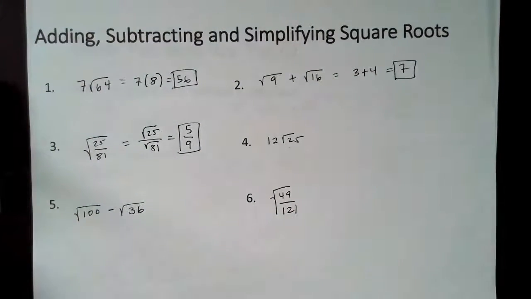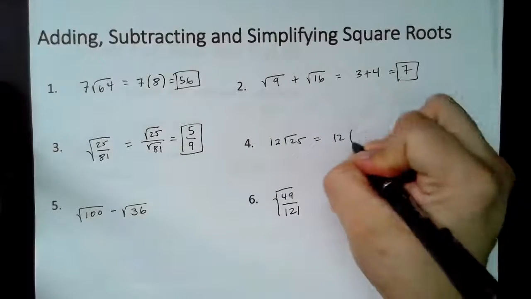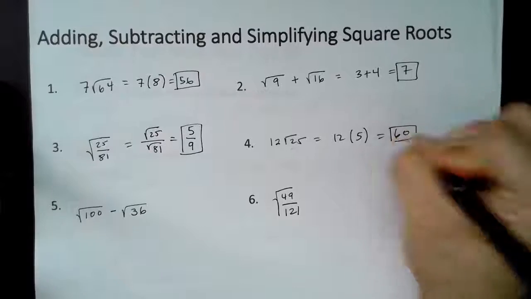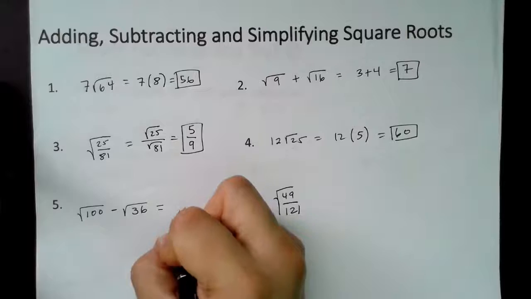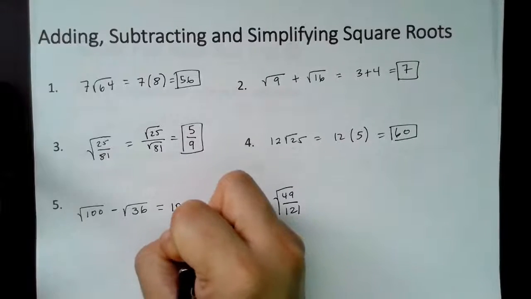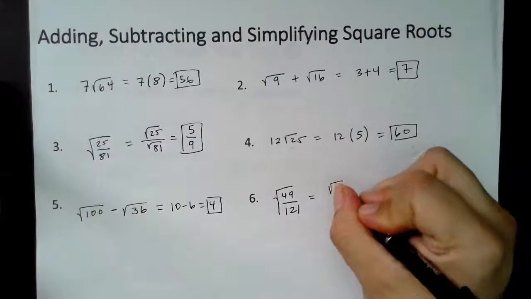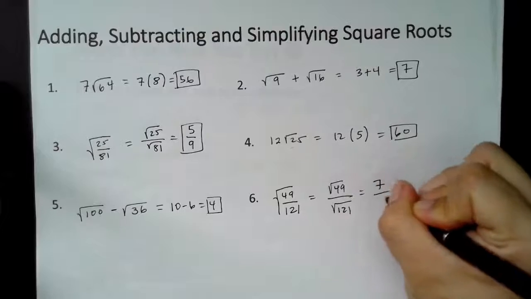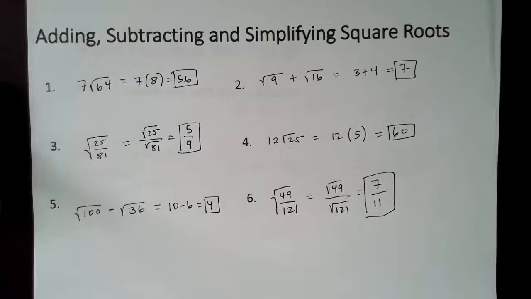Here, the square root of 12 times the square root of 25 would just be 12 times 5, so that would be 60. Here, the square root of 100 minus the square root of 36 would be 10 minus 6, which is 4. And then the same thing here: square root of 49 over square root of 121, 7 over 11. So pretty simple if you have perfect squares.